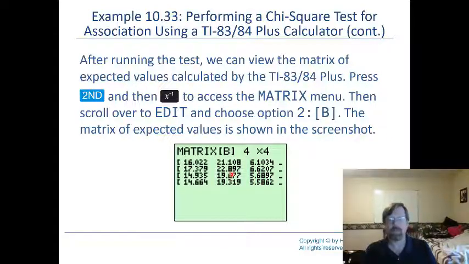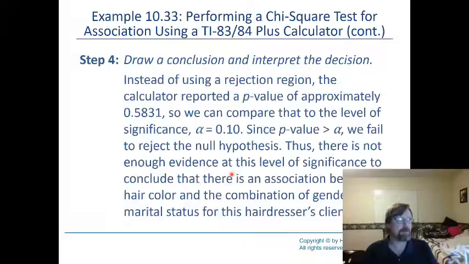So again, our conclusion, since the p-value is greater than alpha, we fail to reject the null hypothesis, and there's not enough evidence at the 10% significance level to conclude an association between hair color and a combination of gender and marital status.